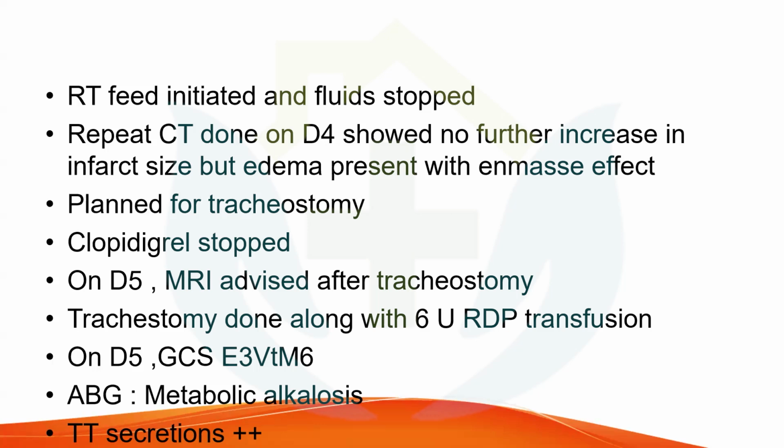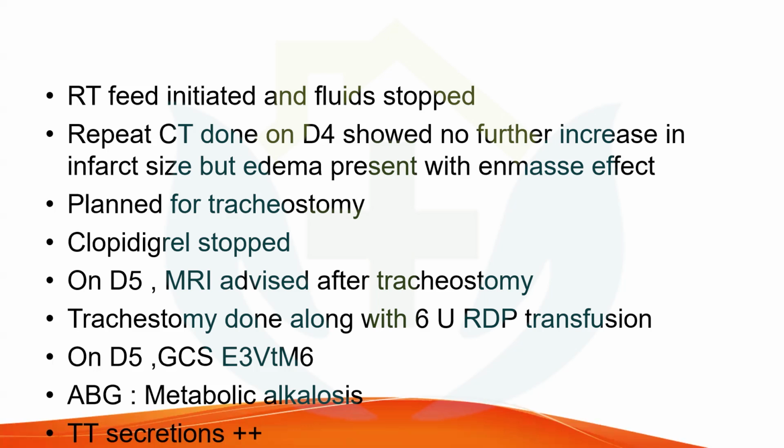It was not done initially, but done eventually. So during tracheostomy, we had to give 6 units RDP because the platelet count was, I think, around 70,000. So 6-unit RDP transfusion was given, and his GCS on day 5 slightly improved, and post procedure he was shifted back to the ICU, and ABG showed metabolic alkalosis, and gradually the patient was there in the ICU with tracheostomy.